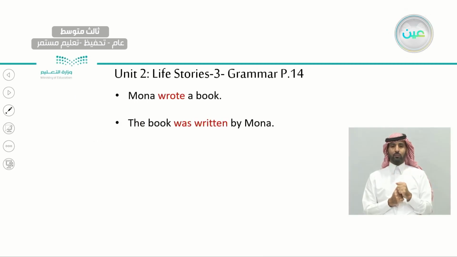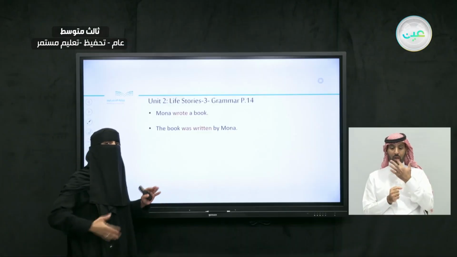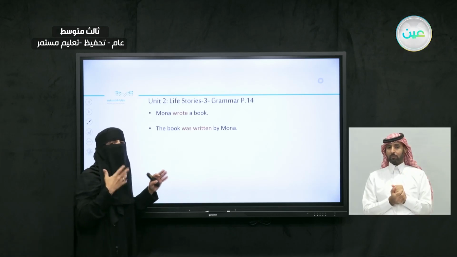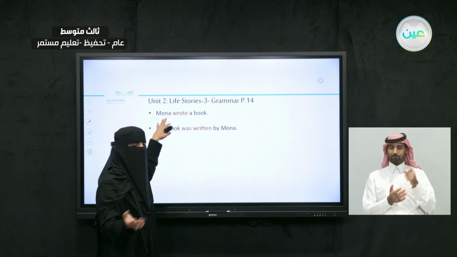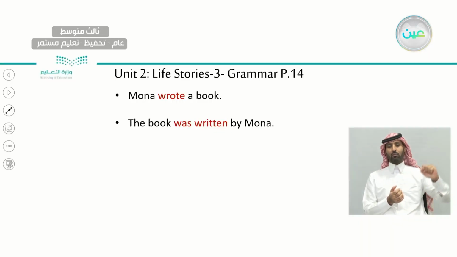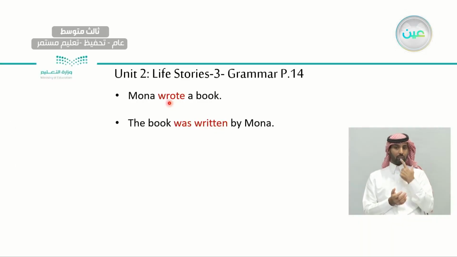Let's see here. We have two sentences. Muna wrote a book. خلاص? The other one, the book was written by Muna. The first sentence, what do you notice? Excellent. It's a simple past. We're talking about the past. Who wrote the book? Excellent. Muna wrote the book. Okay? Here we use the simple past.